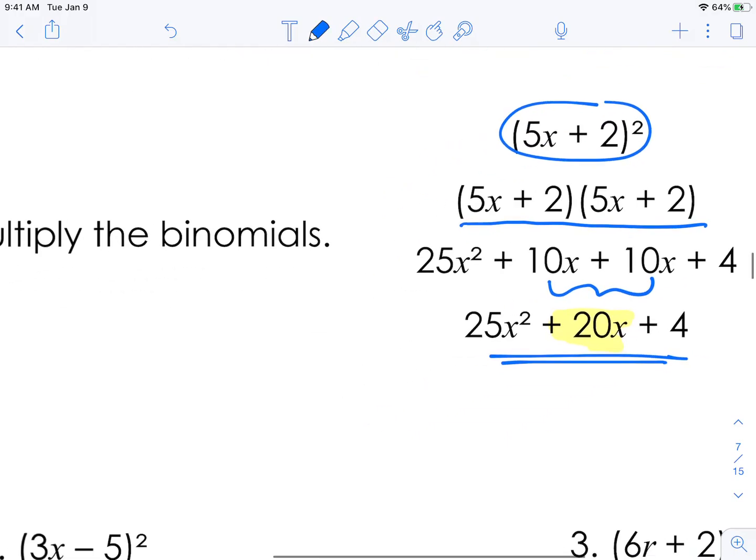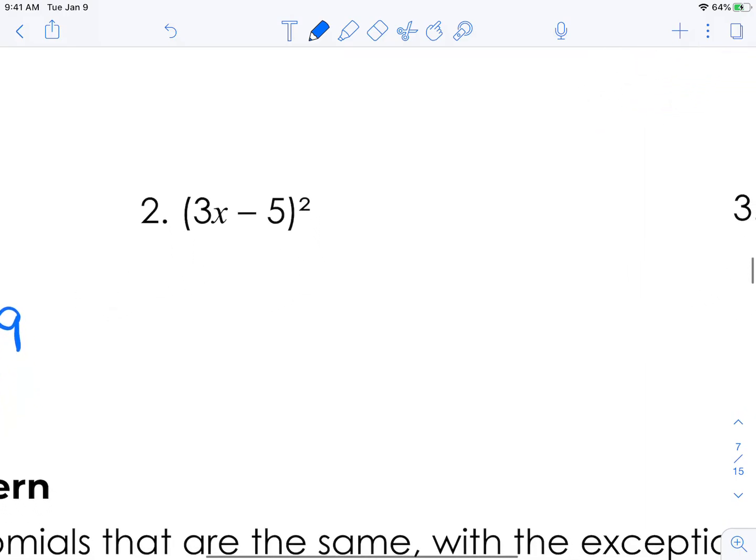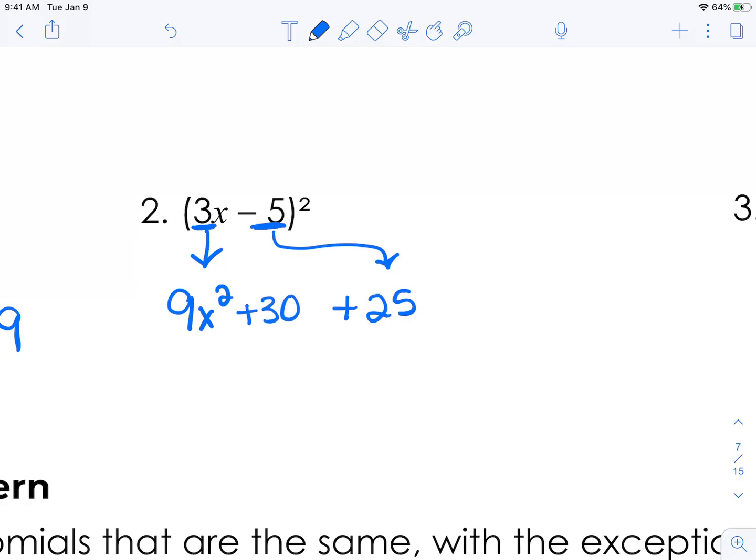So I'm going to show you, it's a little bit of a shortcut, how to do this without foiling. This squared is 9x squared. This squared is positive 25. That middle term is the product of these two, so 3 times negative 5, which is negative 15, times 2, which is negative 30. So you take those two, multiply them together, and then times 2. Don't square them, times 2.